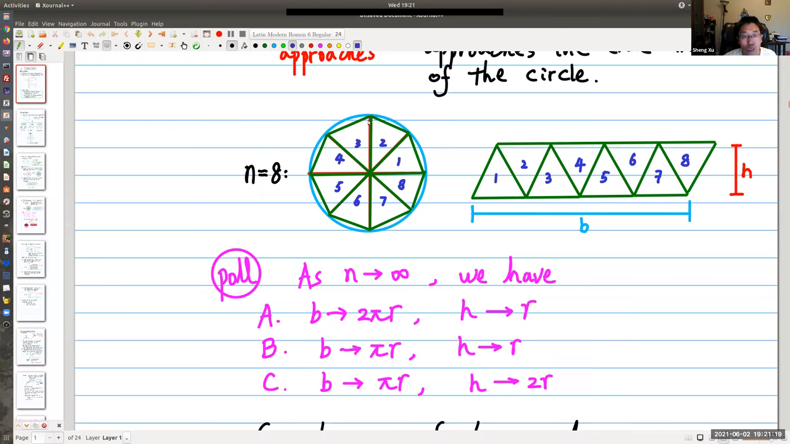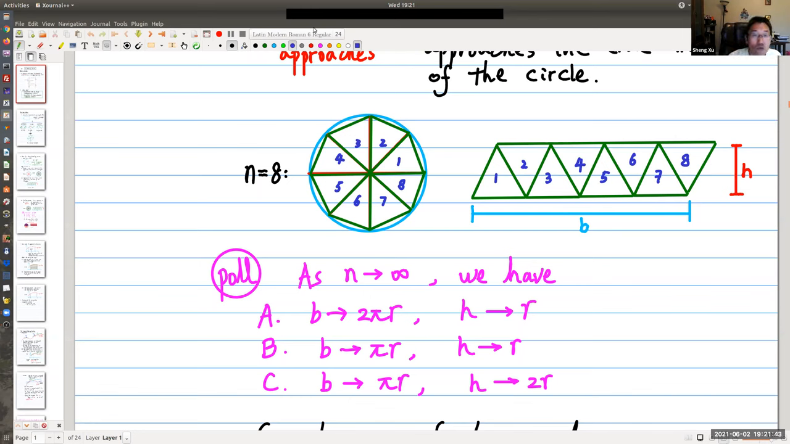Somehow they approach the circumference. But all these sides are now divided into the top side and the bottom side in this parallelogram, okay? And how about the h? So b is half of the circumference, and the circumference is 2 pi r. So b approaches pi r. And clearly that h is approaching what?